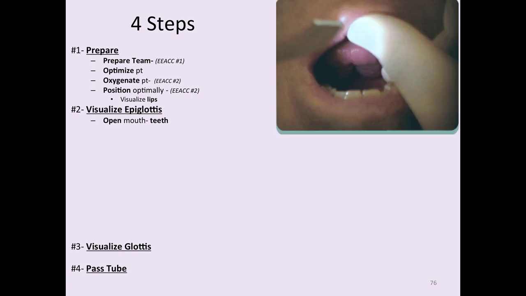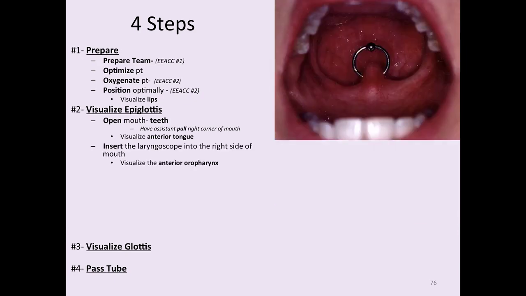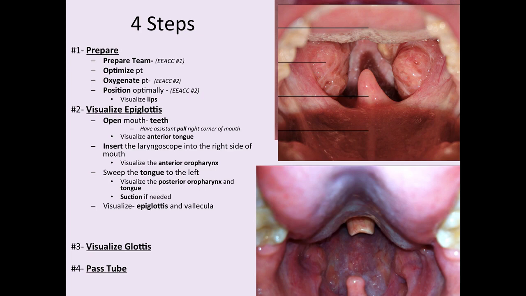Then we visualized that we've opened the mouth, we visualized the anterior tongue, we visualized the anterior pharynx, we've swept the tongue to the right side of the body. We're looking a little deeper into the posterior pharynx, we suction if we need to, and then we visualize the epiglottis. So that's the key. This step number 2 of visualizing the epiglottis is probably the hardest part. If you're having trouble visualizing the epiglottis, it usually means you need to move the head.